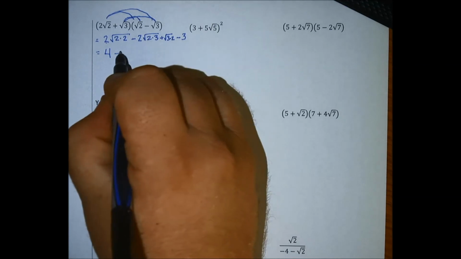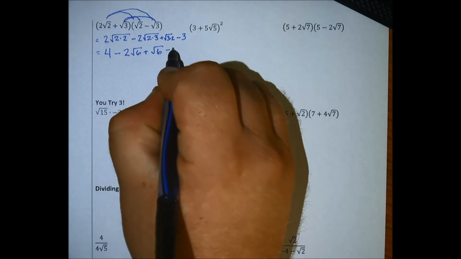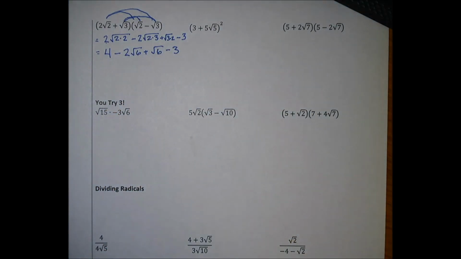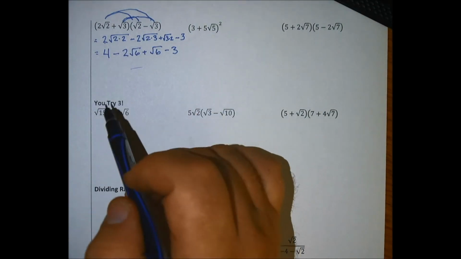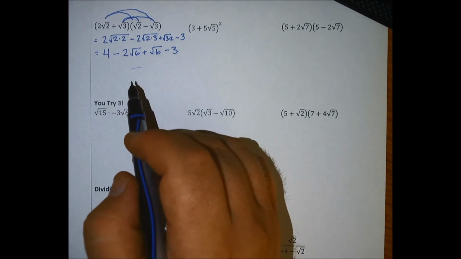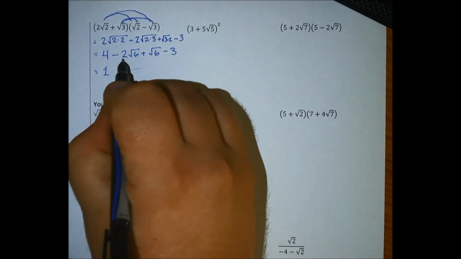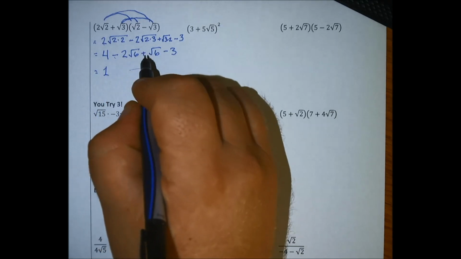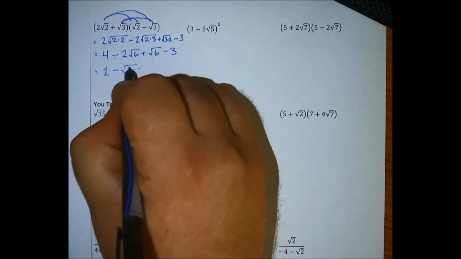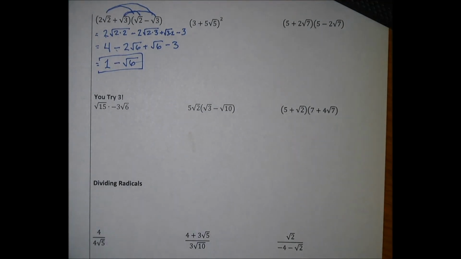And then I have minus 2 root 6 plus a 1 root 6 minus 3. And now what we can do is we can simplify, combine our like radicands and combine our like whole numbers on the outsides. So 4 minus 3, that's going to give us 1. And negative 2 square roots of 6 plus a 1 square root of 6 is going to be a minus 1 square root of 6. That's my final answer there. I know it's a lot of work, and you can do it though.